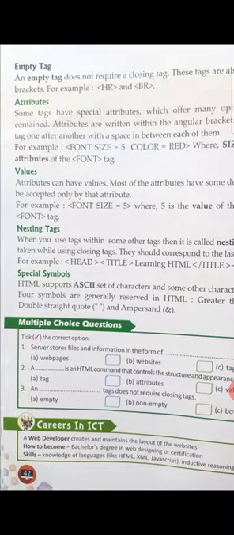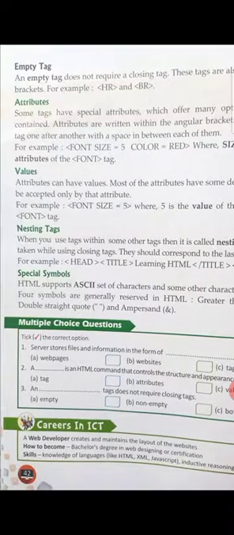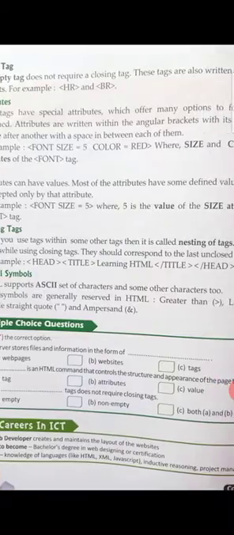Values. Attributes can have values. Most of the attributes have some defined values which will be accepted only by that attribute. For example, font size equal 5 where 5 is the value. A value is given to convert the data. Nesting tag. Whenever the word nesting comes in computers, nesting means one inside another one. When you use a tag within some other tag, it is called nesting.